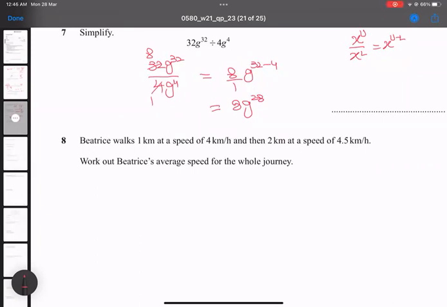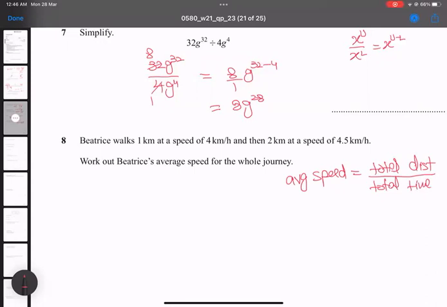Okay, first of all, we make a plan. Average speed formula is what? We have a formula for it: average speed is total distance by total time. This is the formula we have.